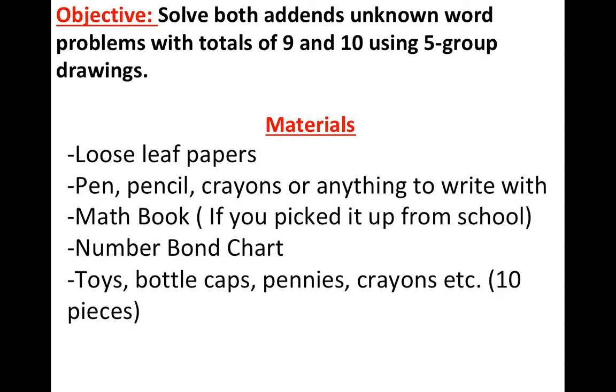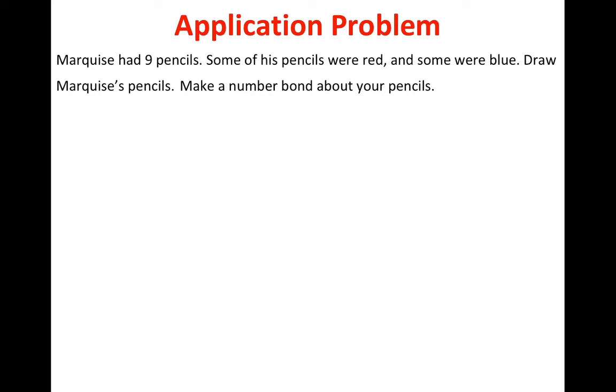Some of the materials you'll be needing for today's lesson are loose leaf paper, something to write with, your math book, your number bond chart, and materials, anything you can find around the house, about 10 pieces of it. At this time, you can pause the video and gather up your materials, and we will get started with our application problem. I will read the application problem twice. You can pause the video again and do the application problem on your own, and then we will come back together to see if my work matches with your work. If it does not, then you can correct it, or you can do it differently.